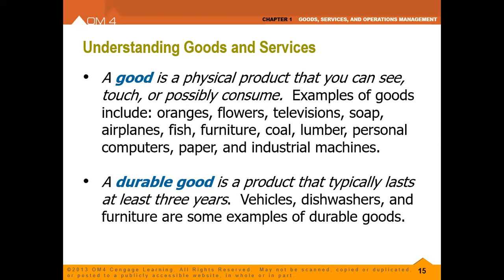understand the difference between physical goods and services. So a physical good is a physical product. You can see it, you can touch it, and you can consume it. Okay, so examples include oranges, flowers, televisions, soap, airplanes, fish, furniture, coal, lumber, personal computers, paper, and industrial machines.